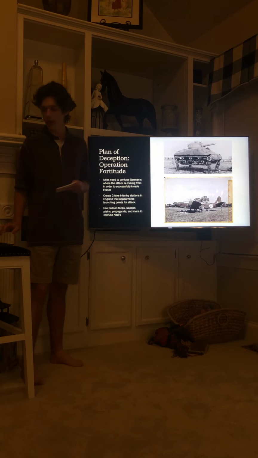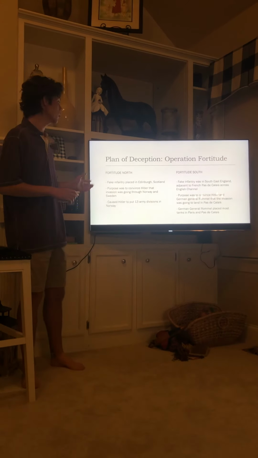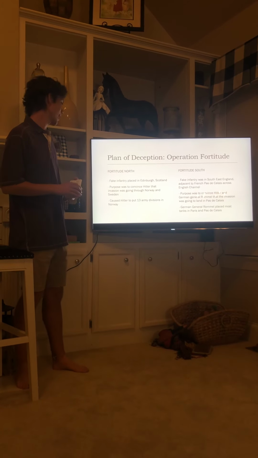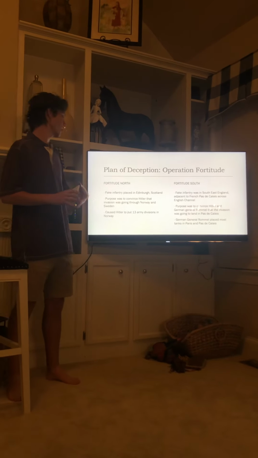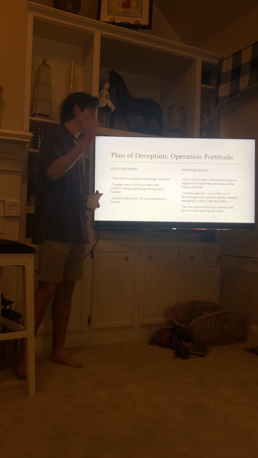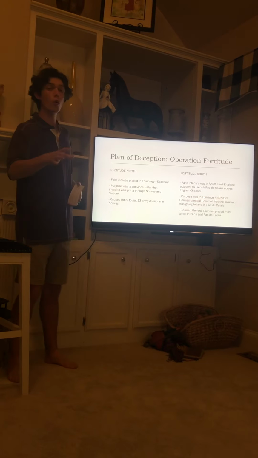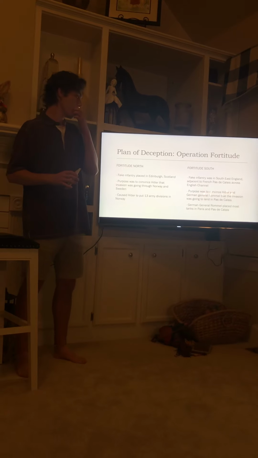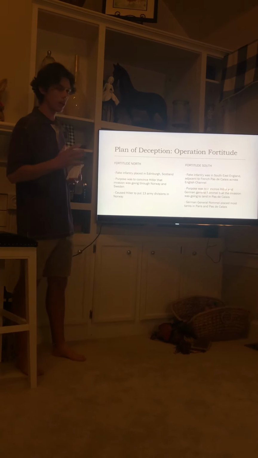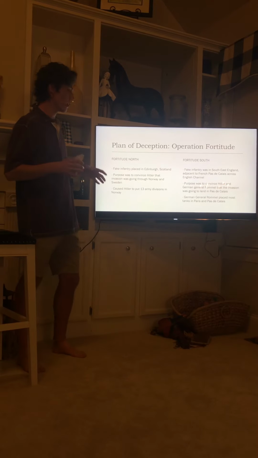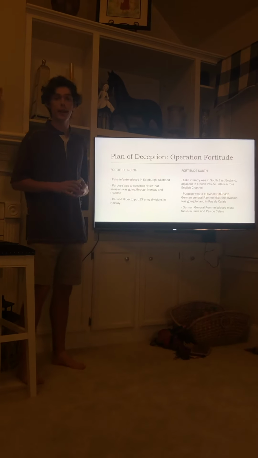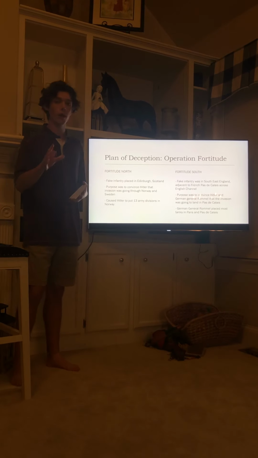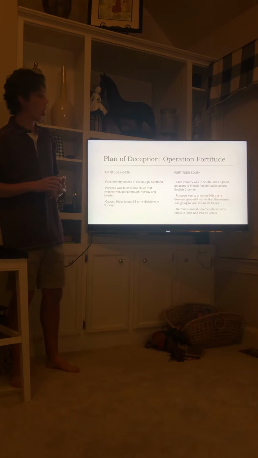So as I said, there were two fake infantry positions, and these were Fortitude North and Fortitude South. Fortitude North was placed in Edinburgh, Scotland, and the purpose of this place was to convince Hitler and his generals that the invasion of the Allied powers was actually going to happen through Norway, down into Sweden and thus into Germany. However, it wasn't the main focus and didn't come across that practically. However, their wooden structures, balloon tanks, and things of that nature were so convincing that Hitler actually put 13 army divisions in Norway, expecting an Allied invasion on that side.